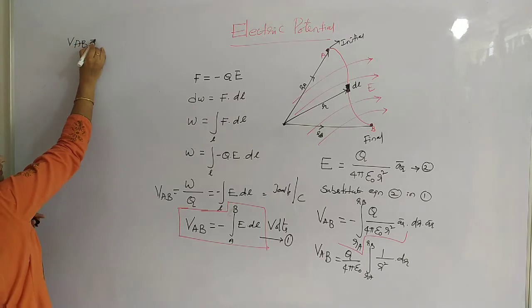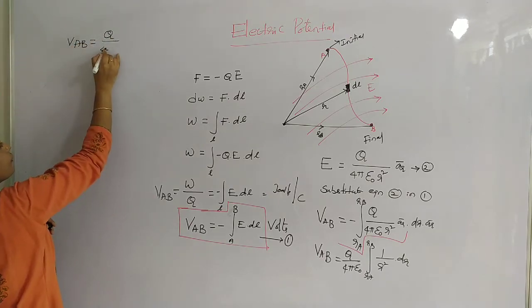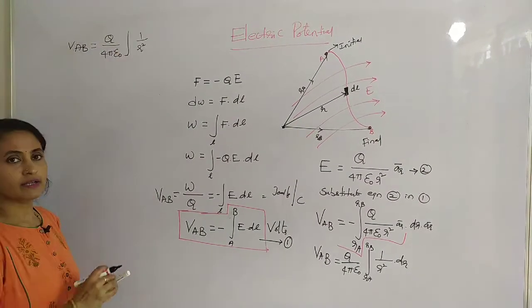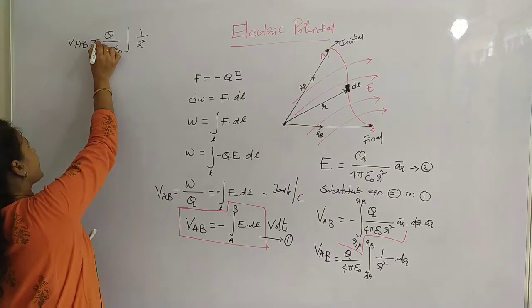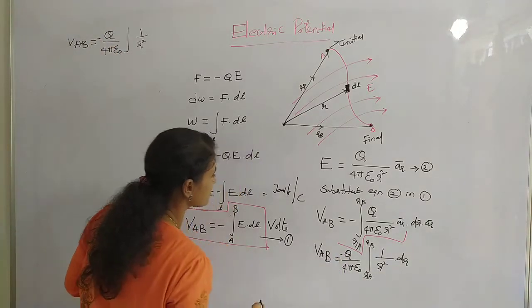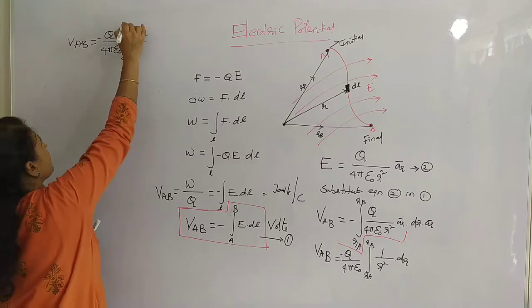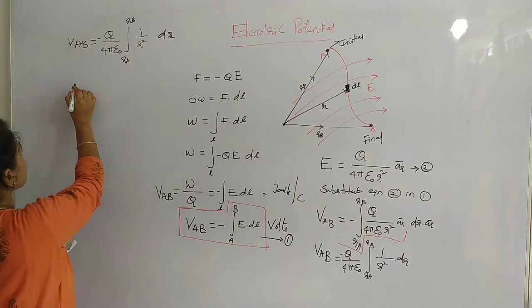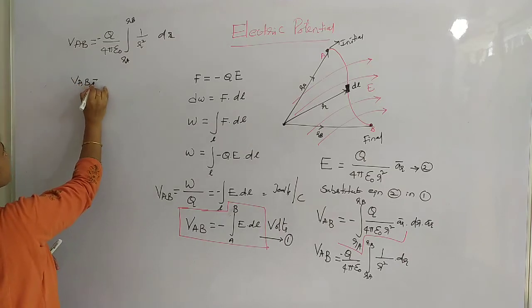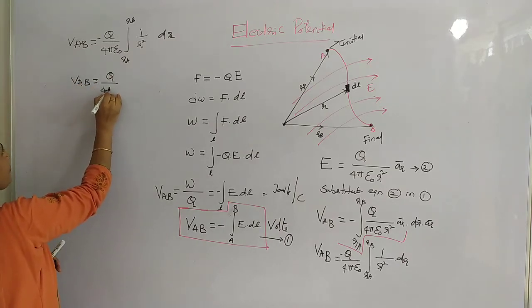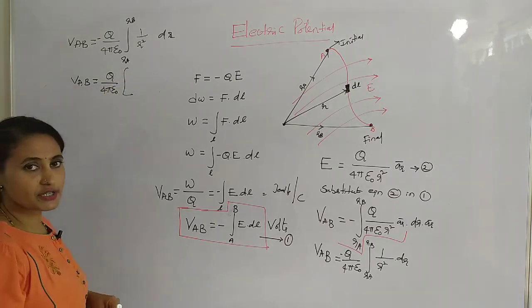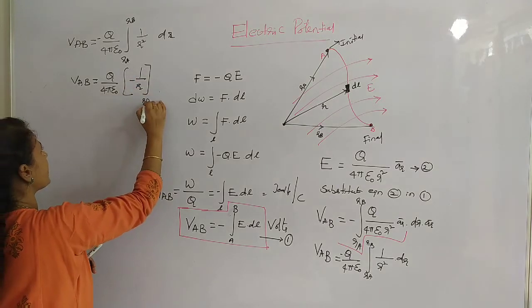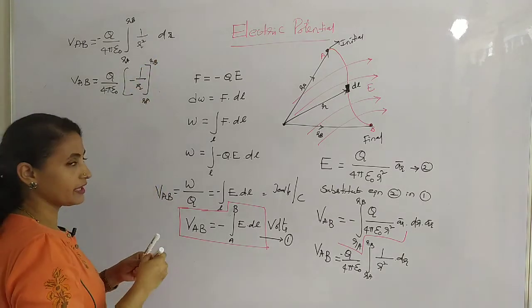VAB is given by Q upon 4 pi epsilon naught integration of, now here it is, here minus sign is there, here also minus sign is there. So this is RA to RB into dr. So VAB is given by Q by 4 pi epsilon naught and integration of 1/R square is minus 1 by R. The limits are RA to RB.